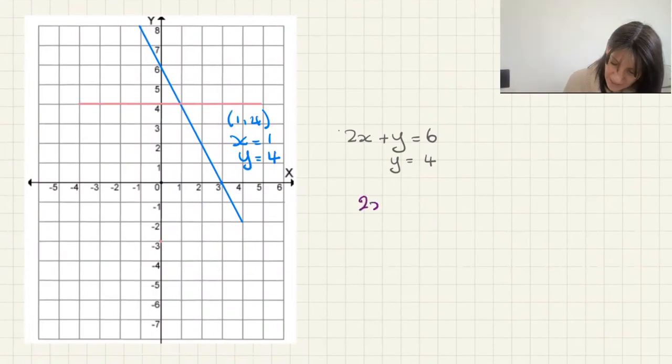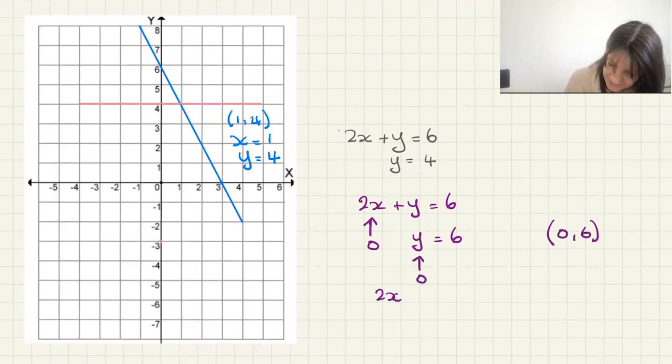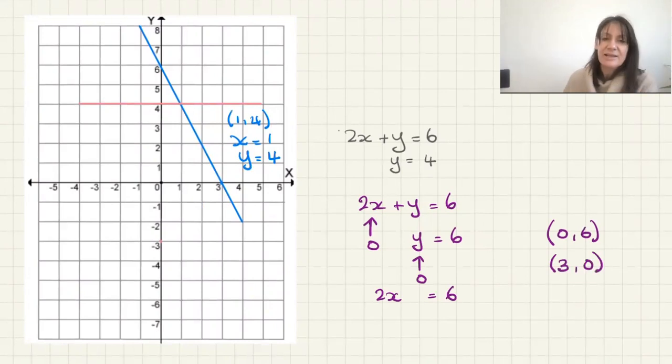So I've got 2x plus y equaling 6. If I put this to 0, then y has to equal 6. So I've got the coordinate 0, 6. When I set the y to 0, I'm going to have 2x equals 6. 2 times 3 is 6. So 3, 0 is your other coordinate.